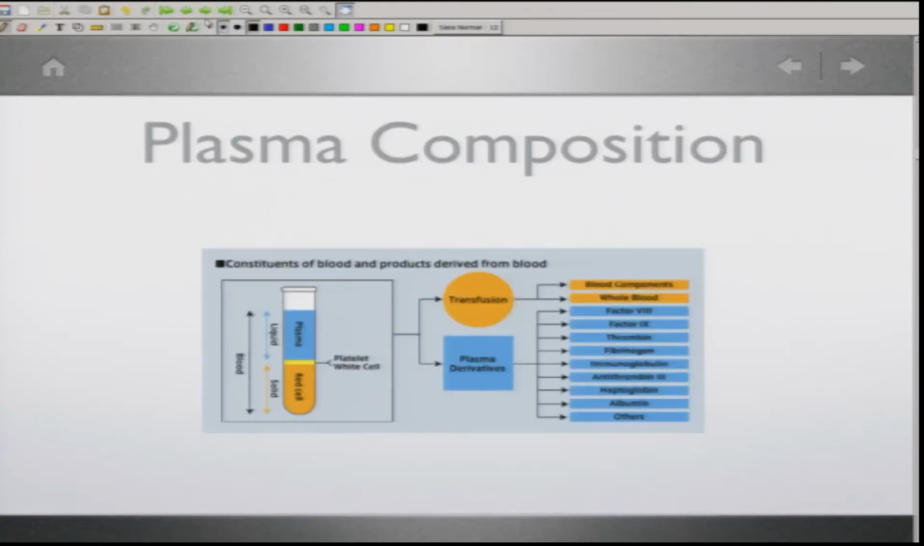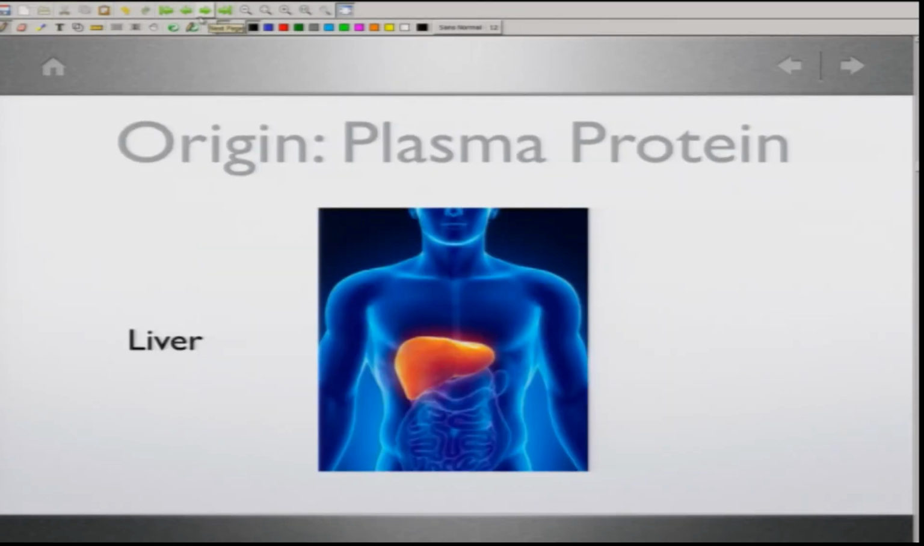So, this is where the plasma composition comes into play. These are the different clotting factors which are involved in it, and this is your plasma composition. This is the red blood cells and these are the platelets and white cells. So, the origin of the plasma protein is again what we have already covered, the liver.